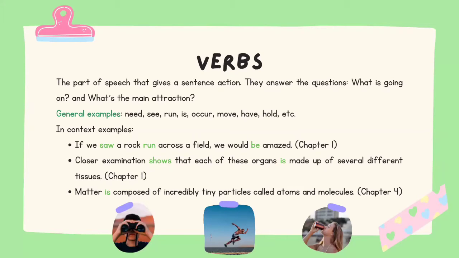Verbs. The parts of speech that give sentences action. They answer the questions: what is going on and what's the main attraction? General examples: need, see, run, is, occur, move, have, hold, etc. In context examples, if we saw a rock run across a field, we would be amazed. Closer examination shows that each of these organs is made up of several different tissues. Matter is composed of incredibly tiny particles called atoms and molecules.